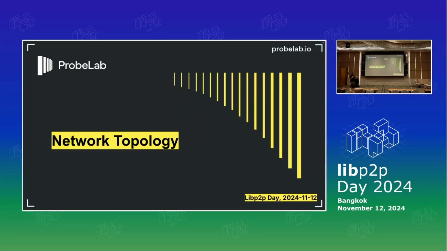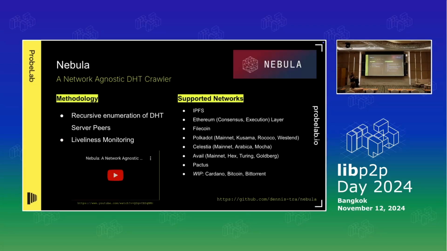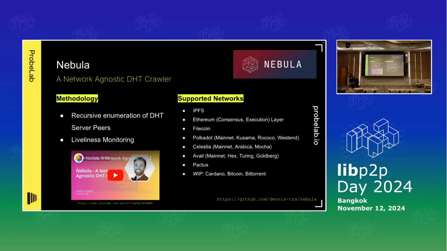Network topology is one of our core things that we measure, and the first tool is Nebula, a network-agnostic DHT crawler. It supports a variety of networks, mostly libp2p-based. Nebula has a hard-coded set of bootstrap peers, and it asks those peers, hey, do you know any more peers of the network? The bootstrap peers respond with a list of peers that they know. Nebula puts them in a queue, takes the next peer from that queue, and continues the process until we don't have any peers in the network left.